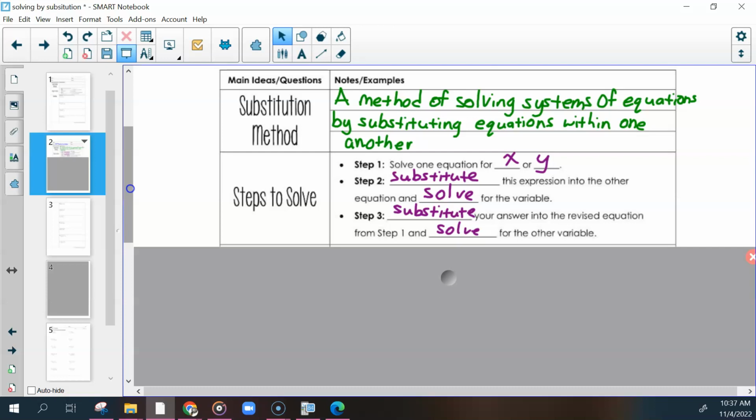For step 1, we solve an equation for x or y if it's not already solved for x or y. Step 2, we substitute the expression into the other equation and solve for the variable. Step 3, we substitute that answer we got. So after we solved, we got an answer. We're going to take that answer, put it back into one of the equations, and solve for the other variable. So it's a lot of solving, substituting, solving, substituting, solving.